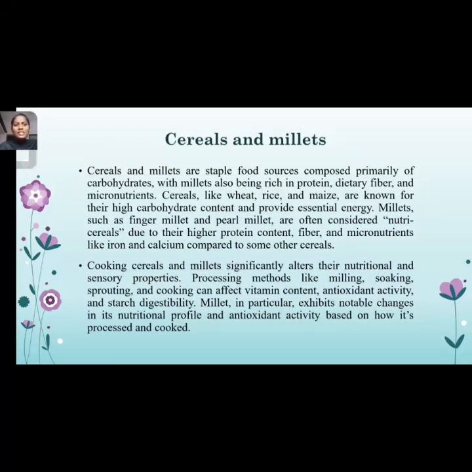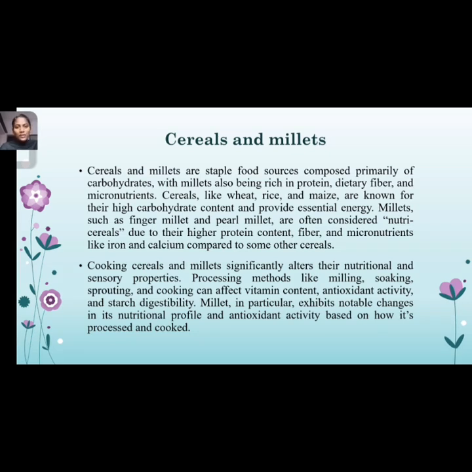Now let's see cereals and millets. Cereals and millets are staple food sources composed primarily of carbohydrate, with millets also rich in protein, dietary fiber and micronutrients. Cereals like wheat, rice, maize are known for their high carbohydrate content and provide essential energy. Other minerals and vitamins are also present in cereals and millets. Millets such as finger millet and pearl millet are often considered nutri cereals because of their higher protein content, fiber and micronutrients like iron and calcium compared to other cereals.